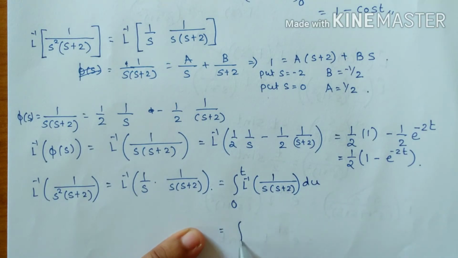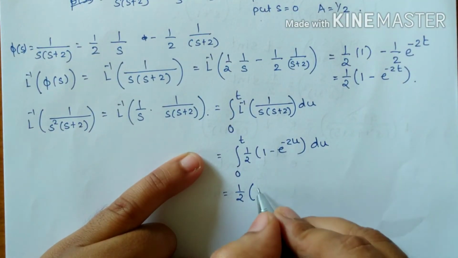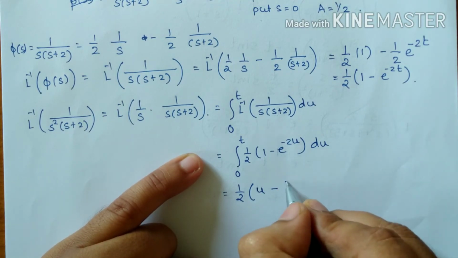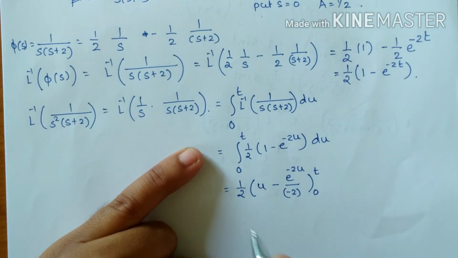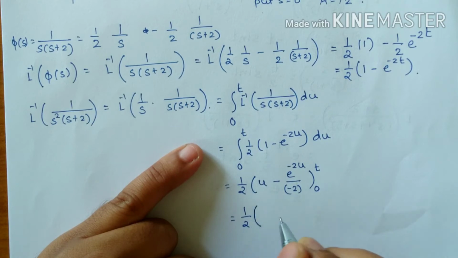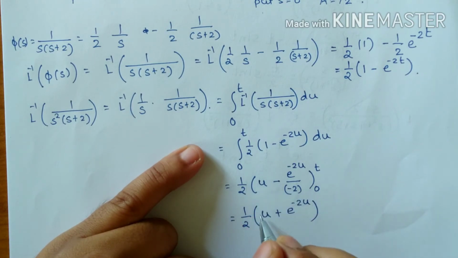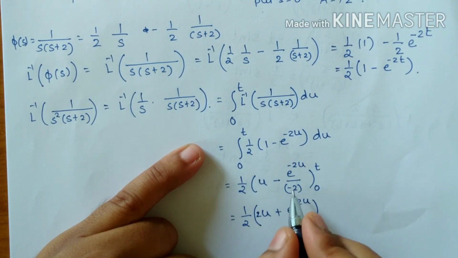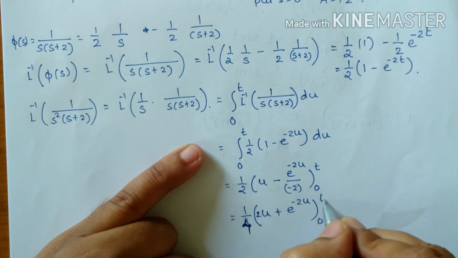So this is integration from 0 to t of 1 by 2 into bracket 1 minus e raised to minus 2u du. So this is 1 by 2 into bracket, the integration of 1 is u, the integration of e raised to minus 2u is e raised to minus 2u upon minus 2, limits from 0 to t. So this is 1 by 2 into bracket u, this minus minus becomes plus e raised to minus 2u. I'll just make a cross multiplication with this, hence I'm getting here 2u, and one can take 1 by 2 common from this, and this 1 by 2 becomes 1 by 4, limits from 0 to t.